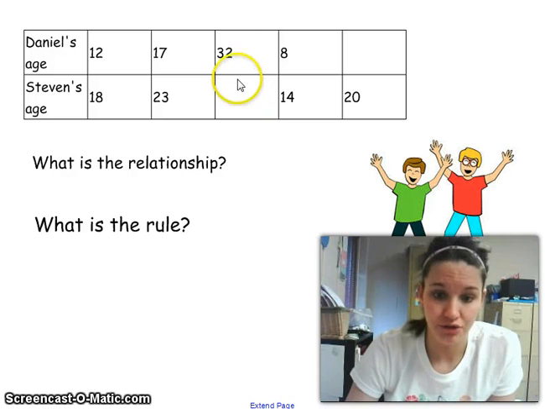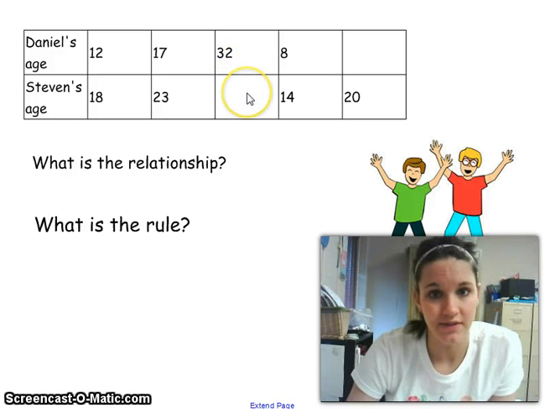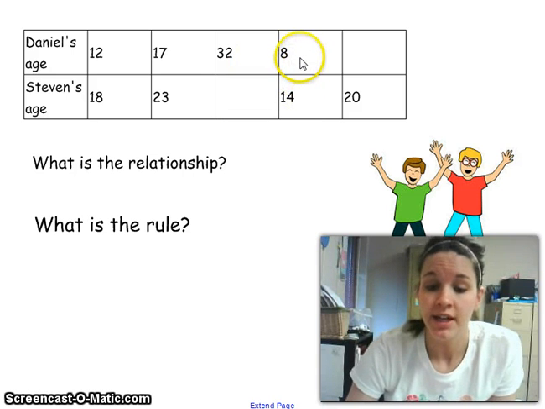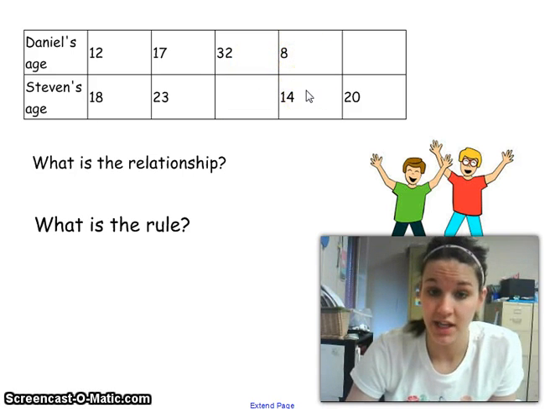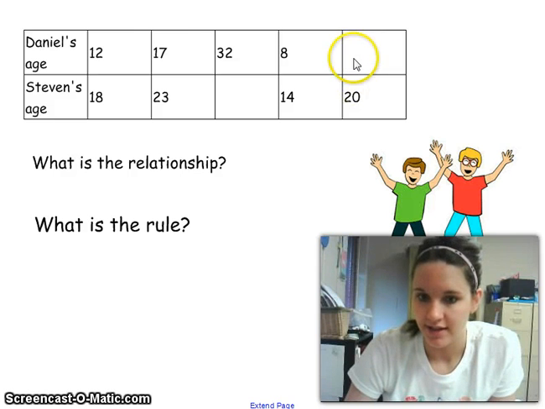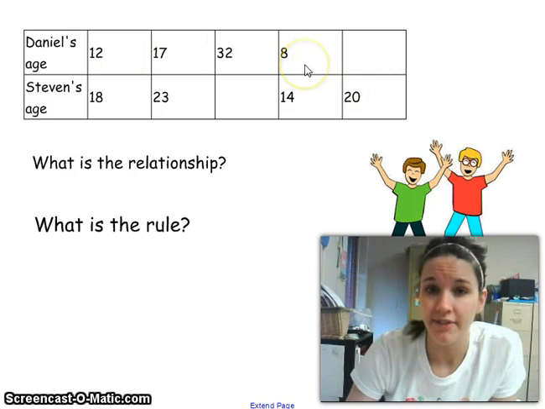Now here it gets a little tricky. I have Daniel's age, but I don't have Stephen's. I'm going to skip this box for now. I'm going to go to this box that has both. Daniel is 8, Stephen was 14. The relationship there again is plus 6. I can't do this one yet because it's a blank. 3 out of the 5 have been a consistent mathematical relationship.